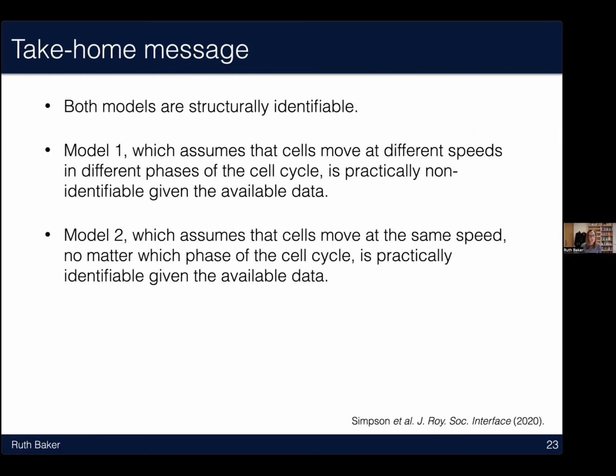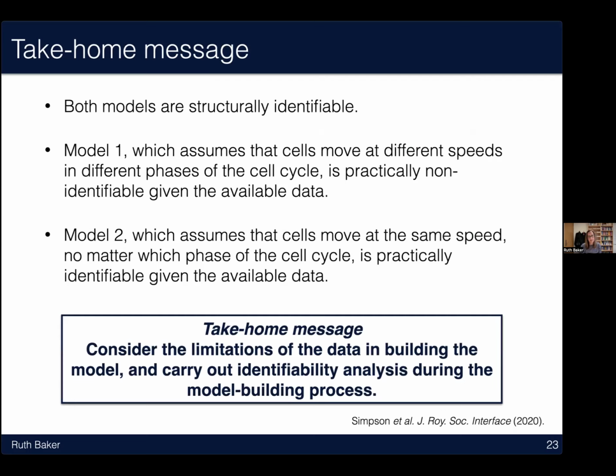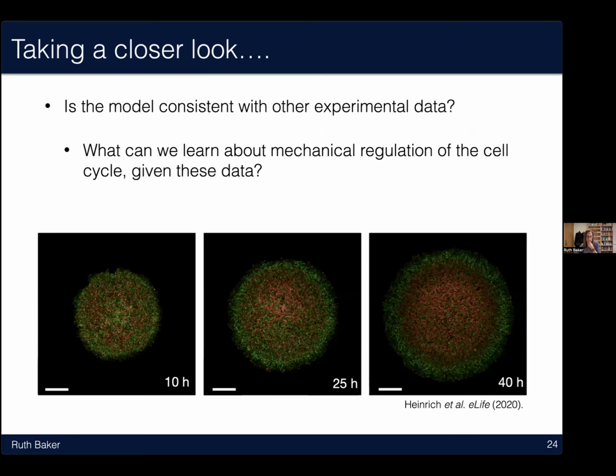Okay, so what have we learned from this part of the talk? Both of these models are structurally identifiable, in fact, but model 1, which thinks about cells as moving at different rates in different phases of the cell cycle, isn't identifiable given the data that we have, but model 2 is, so I should perhaps prefer that model. The take-home message, and it's going to come back again in the talk, is to consider the limitations of the data in building the model, and maybe to use identifiability analysis and profile likelihoods during the model building process.